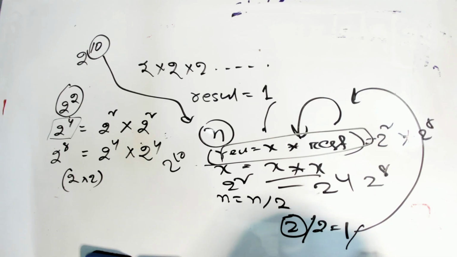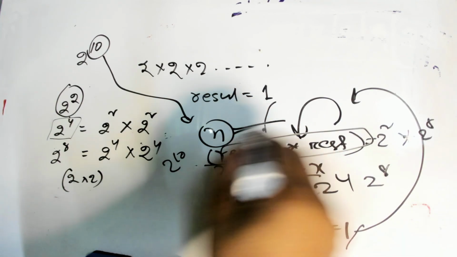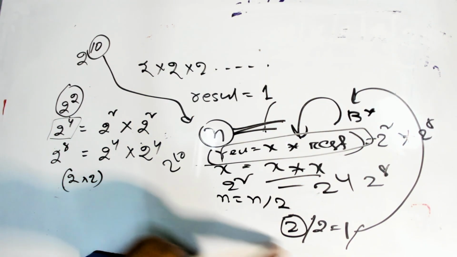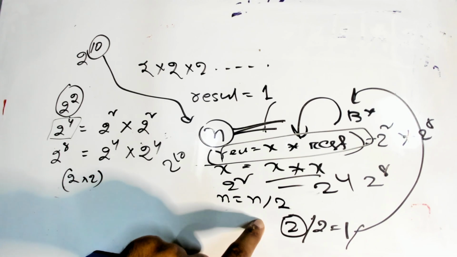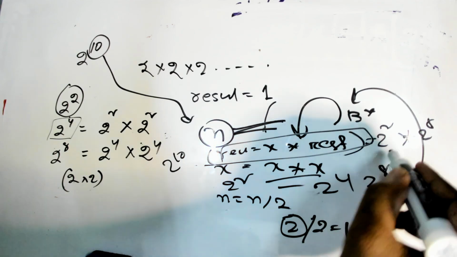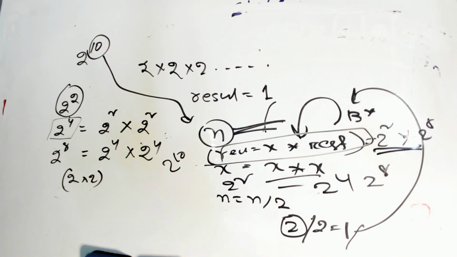Because if you divide 1 by 1, it will become less than 1, so we're going to break it anyway. So by the time our n becomes less than 1, our result will be containing the final output. So this is the same logic we're going to write using JavaScript.